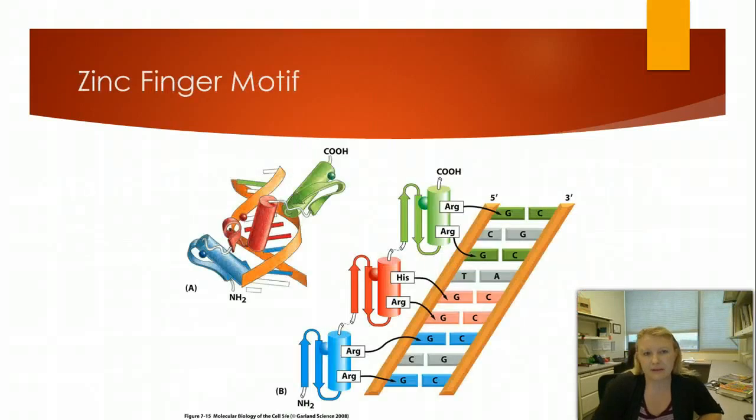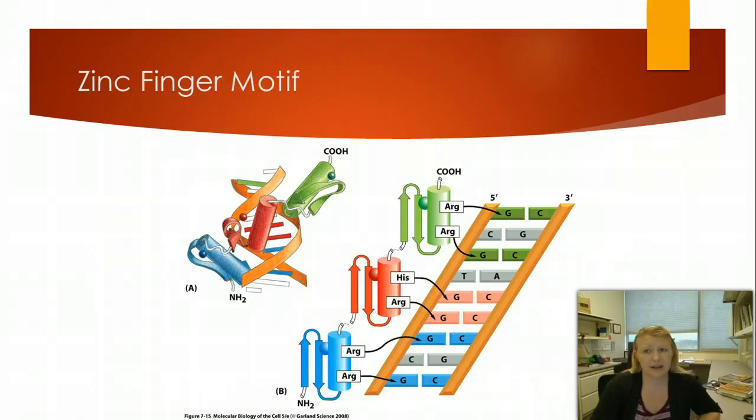Another example is zinc finger motifs. In this case, zinc is incorporated into the protein. You can see that in this little ball that's between the alpha helix and the beta pleated sheets. Now, generally, zinc finger motifs come in series of 3s with that 1 alpha helix and 2 beta pleated sheets, and it's going to lay in a large portion of the DNA.